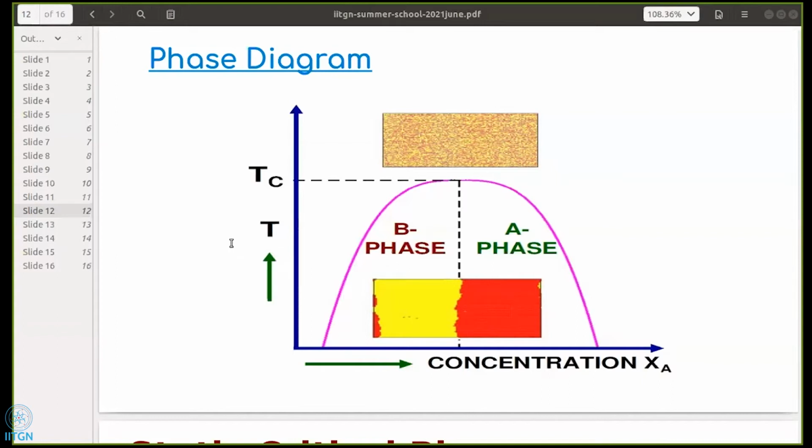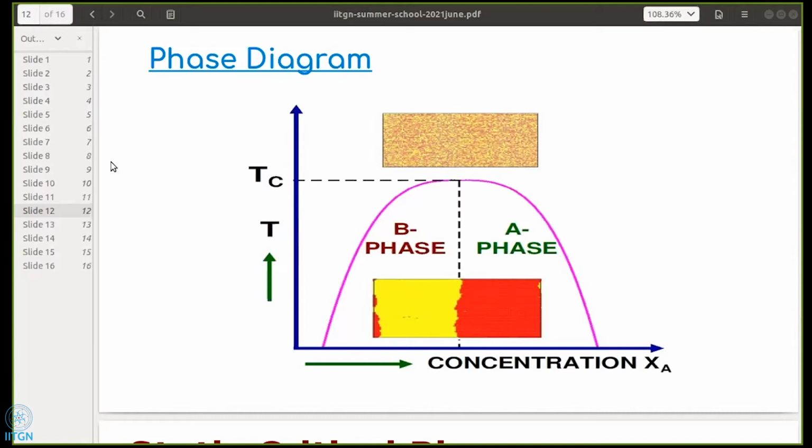Okay. Then the next question is, can you please explain the surface-directed spinodal decomposition once again? Okay. So basically, now that I have already shown you the phase diagram of this binary liquid mixture, it will be much easier for you to understand what we mean by the surface-directed spinodal decomposition.